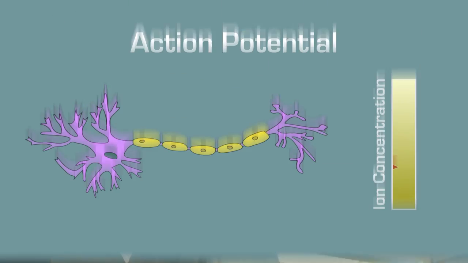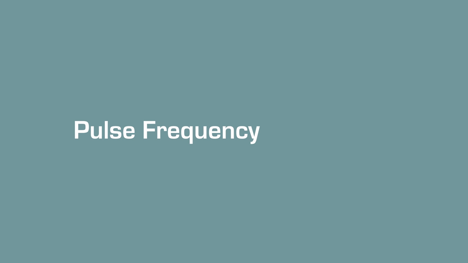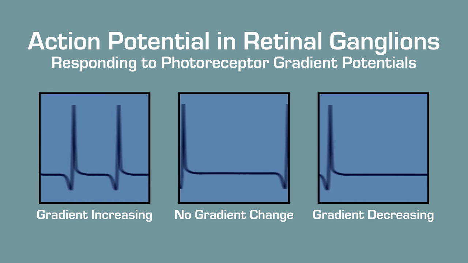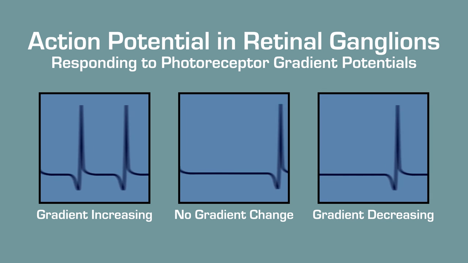Instead, it's carried by bipolar and amacrine cells to the retinal ganglion at the back of the eye, which form the optic nerve. The ganglion continually measure the gradient and transmit changes in the gradient to the brain through action potential, a quick spike in the charge of the nerve's synapse. The rate of nerve firing communicates the information as a sort of pulse frequency modulation, with higher frequencies meaning that the gradient is getting stronger, and lower frequencies meaning that the gradient is getting weaker.